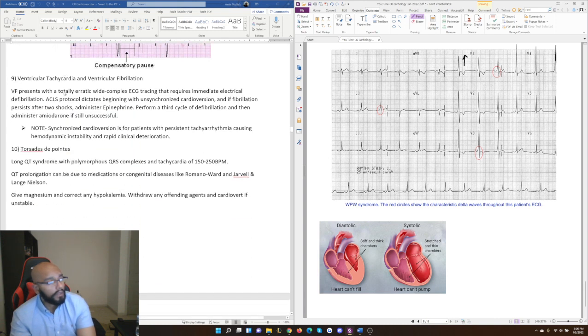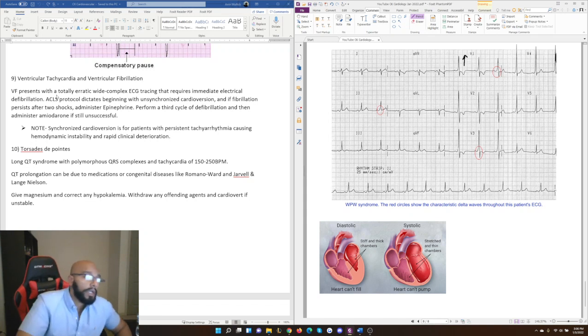Right. Ventricular tachycardia and ventricular fibrillation. Now, in these patients with fibrillation, you have to be very careful. Ventricular fibrillation is a huge topic with a whole scenario of its own, and there's a whole treatment mechanism you have to do. So this presents with a totally erratic, wide, complex ECG tracing that requires immediate electrical defibrillation. The ACLS protocol dictates beginning with unsynchronized cardioversion, and if fibrillation persists after 2 shocks, administer epinephrine. So you do a shock, you do a second shock, then you give epinephrine, perform a third cycle of shock, and then administer amiodarone if unsuccessful.